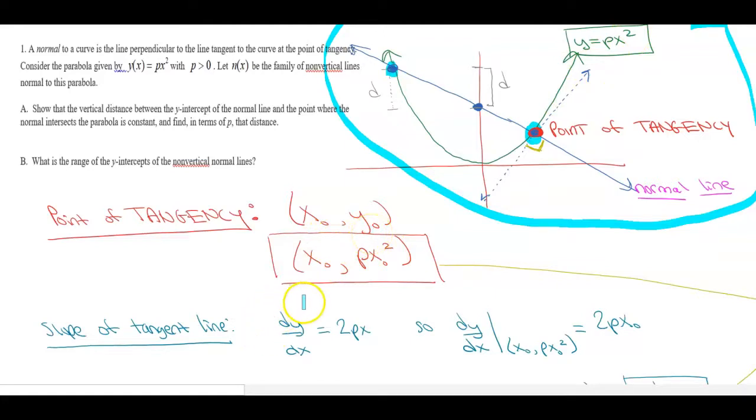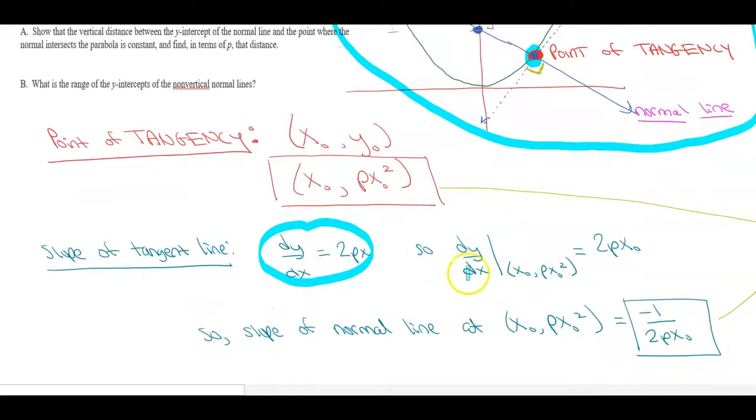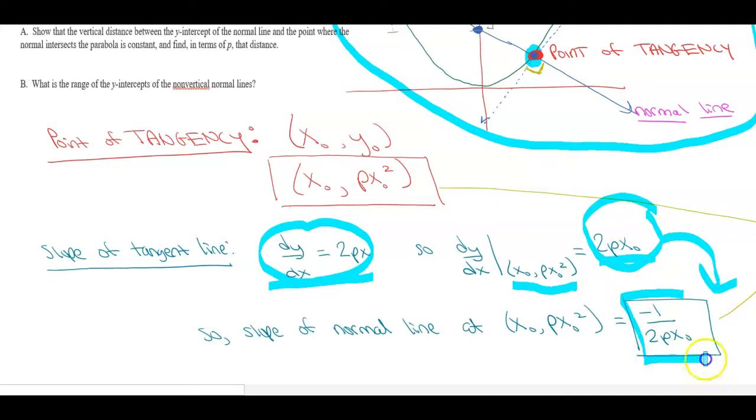Slope of the tangent line in general is 2px. And here's that clarity again. The slope of the tangent line at that point of tangency then would be 2px naught. See that distinction? Okay. This is the general derivative. This here is the derivative evaluated at that specific point x naught. So the slope of the normal line at the point of tangency is going to be the opposite reciprocal, because perpendicular lines have that opposite reciprocal slope relationship.